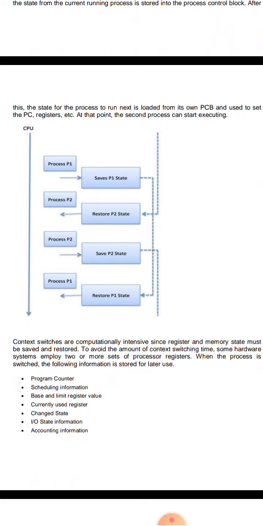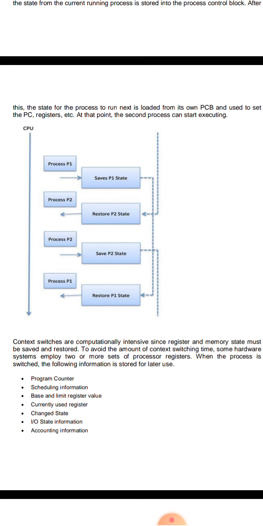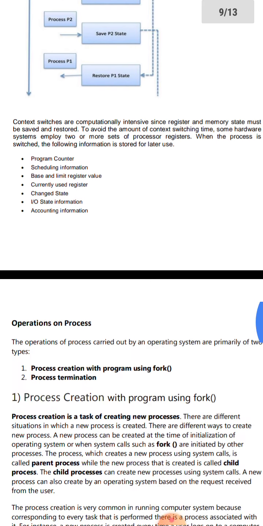See, context switches are computationally intensive since registers and memory state must be saved and restored. To reduce the context switching time, some hardware systems employ two or more sets of processor registers. When the process is switched, the following information is stored for later use: first is program counter, second is scheduling information, third is base and limit register value, fourth is currently used register, fifth is changed state, sixth is IO state information, and seventh is the accounting information.